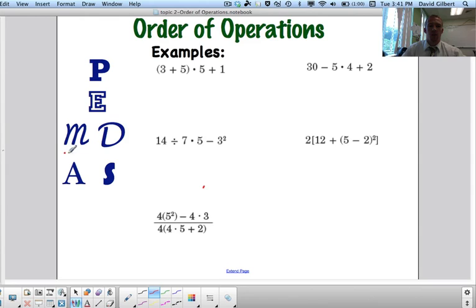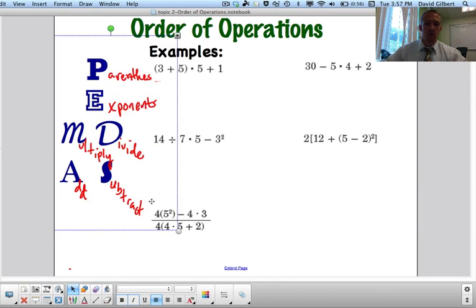Now, multiplication and division are really equivalent operations, all right? So you do them sequentially. So here we have a divide and a multiply. We're going to work left to right, so we'll do 14 divided by 7, then multiply by 5. So we just work left to right when it's multiplication, division, or addition and subtraction. Again, we just work left to right.